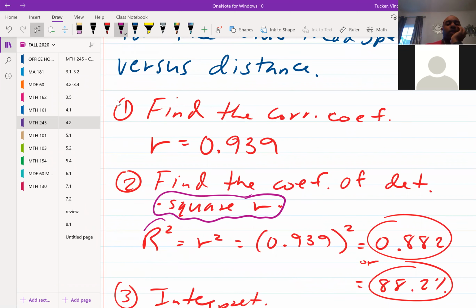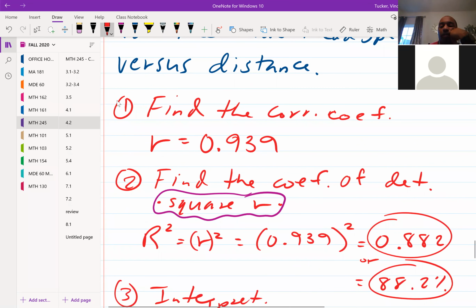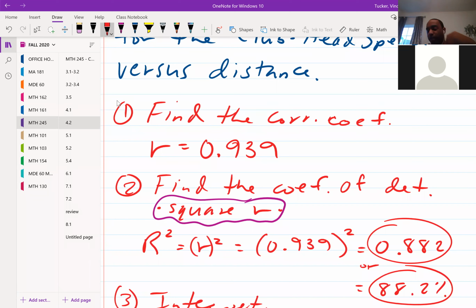And so here's the notation for the coefficient of determination. All that means is that you're going to square the lowercase r. We know lowercase r is the correlation coefficient. That gives us 0.882. Or if they were to ask for the percentage, you move the decimal 2 places to the right. It's 88.2%.